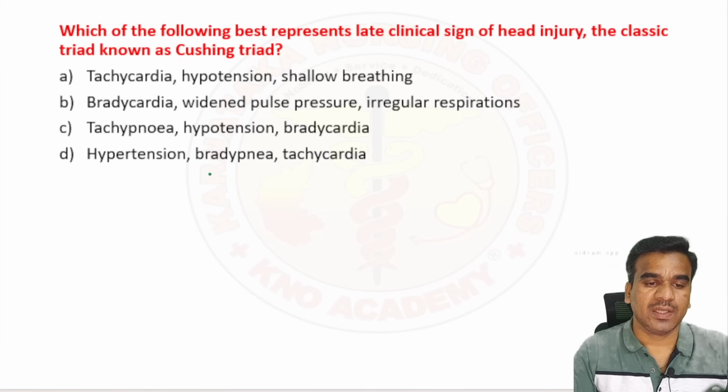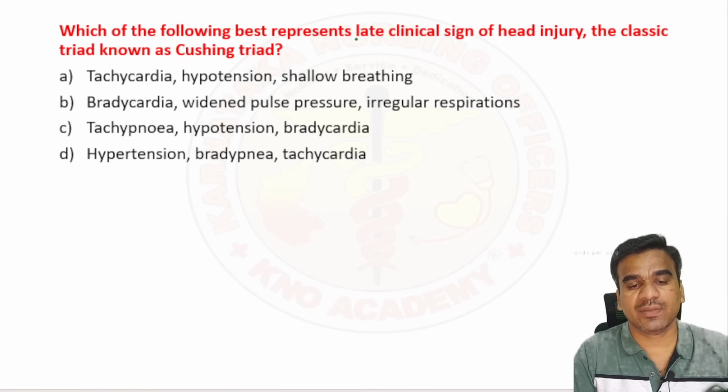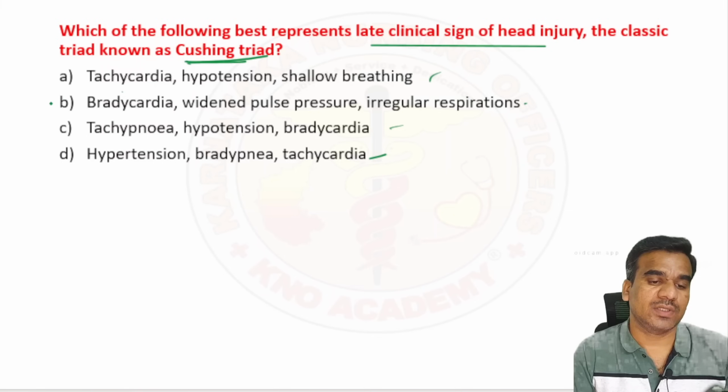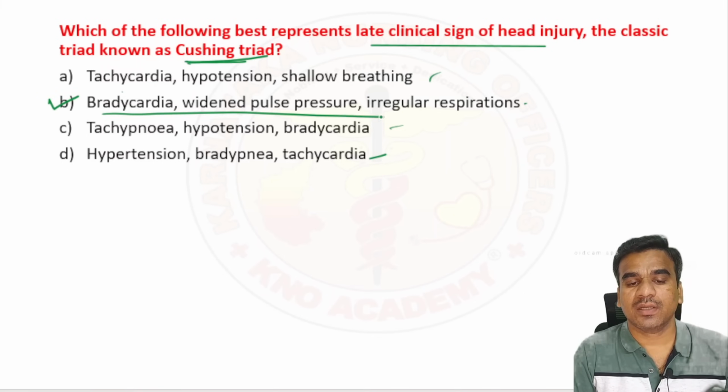Next, which of the following best represents the late clinical sign of head injury? The classical triad known as Cushing triad. Options: tachycardia, hypotension, shallow breathing; bradycardia, widened pulse pressure and irregular respiration; tachypnea, hypotension, bradycardia; hypertension, bradycardia, and tachycardia. So the right answer is bradycardia, widened pulse pressure, and irregular respirations.